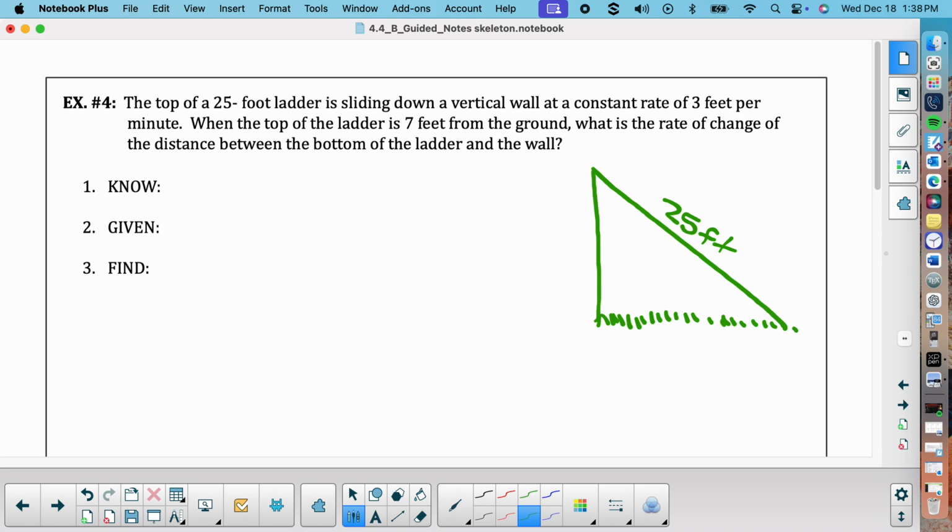We're sliding down a vertical wall, constant rate of 3 feet per minute. So it is going downwards at 3 feet per minute. When the ladder is 7 feet from the ground, so this is 7 feet, what is the rate of change of the distance between the bottom of the ladder and the wall? The rate of change of distance from the bottom of the ladder and the wall would mean, how fast is it going out that way?